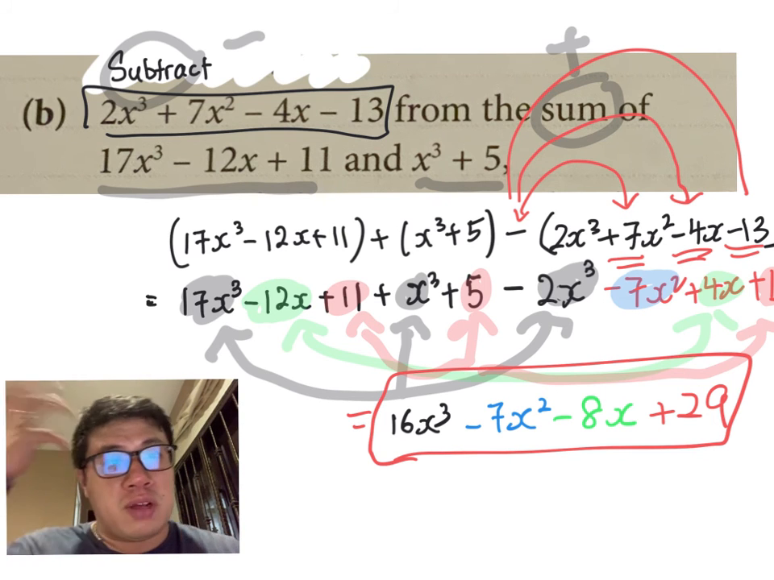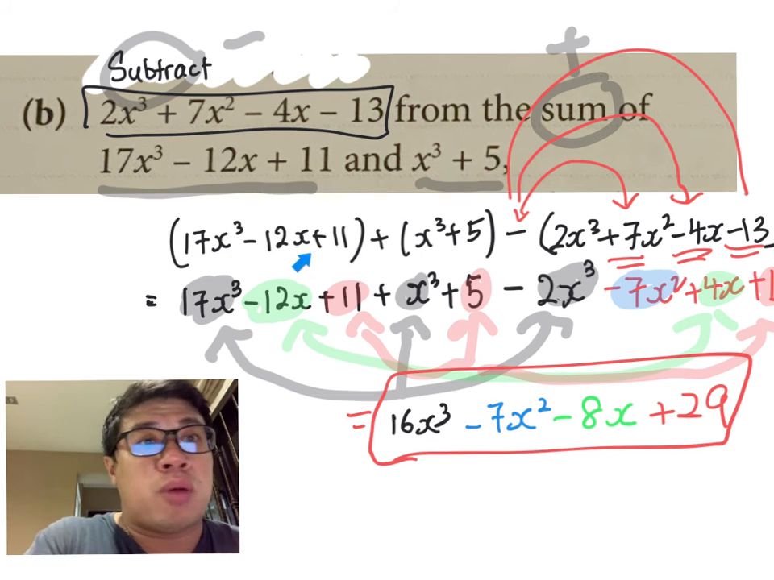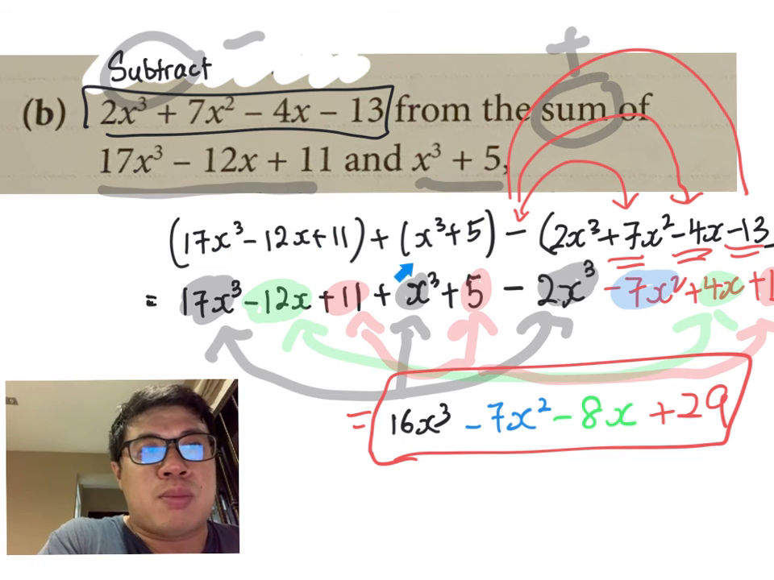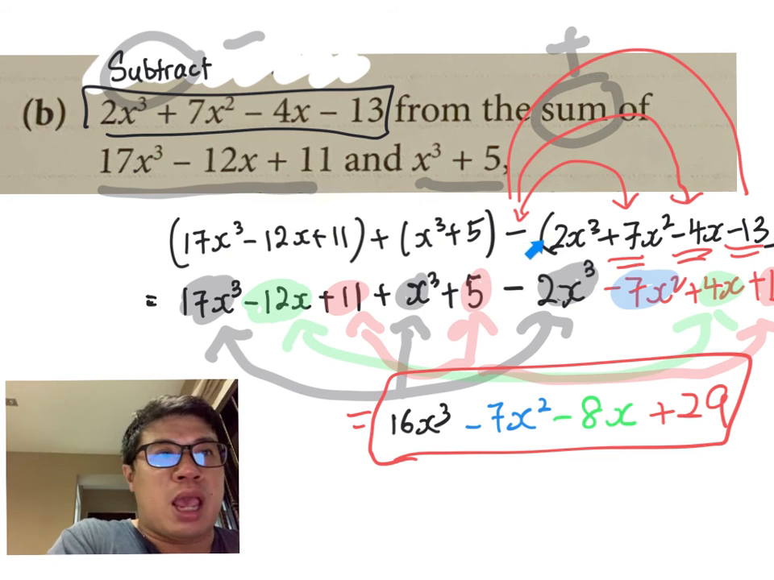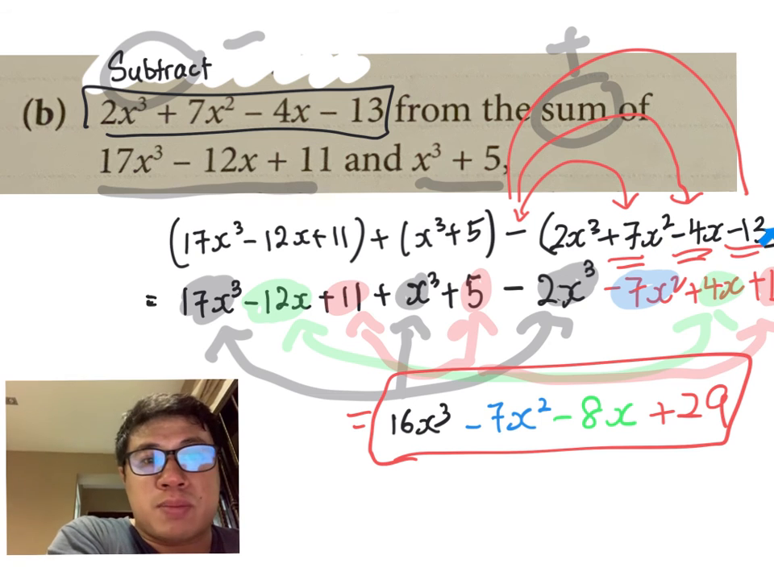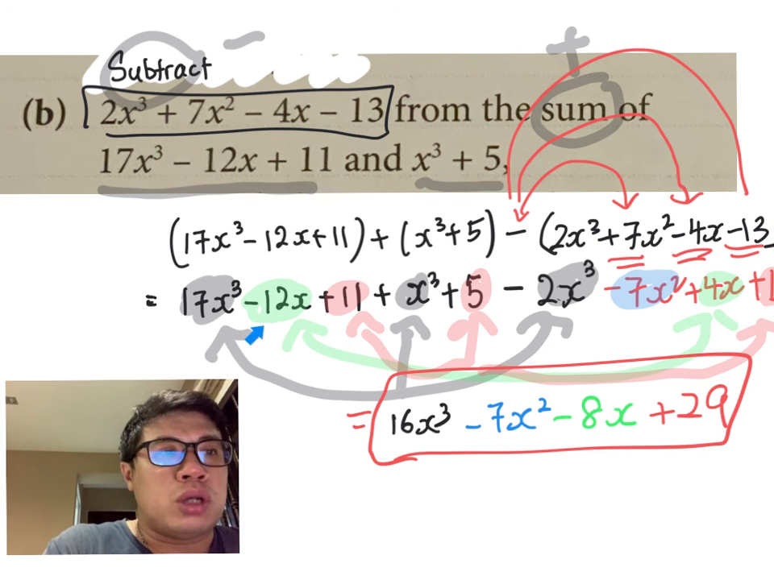Take note that the first most difficult part is, of course, how to form the brackets: the sum of these two minus the entire expression. But a lot of people may forget to put the bracket here. In the end you're not subtracting the whole portion, you're only subtracting the 2x cubed, and everything else becomes messy. Step number 2, combine the like terms.